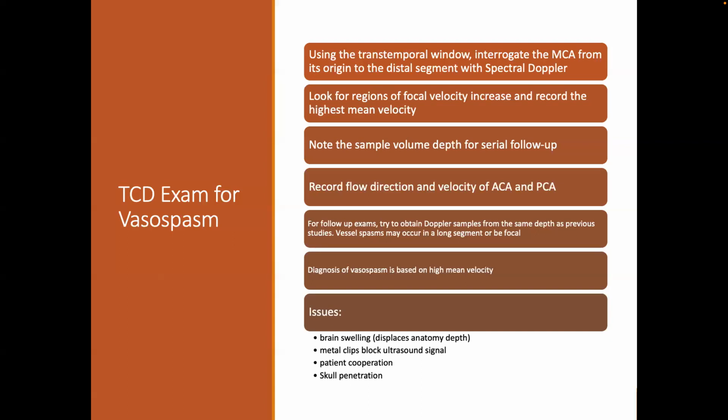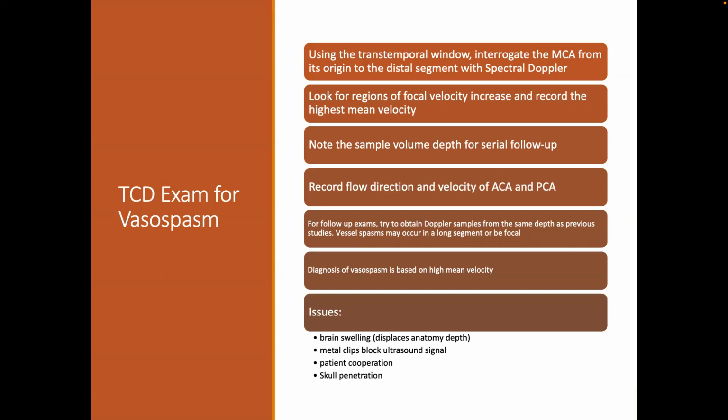Note the direction of the anterior cerebral and the posterior cerebral. You can run into some issues when you're scanning, because usually there's some sort of brain swelling, and that's going to displace the anatomy to different depths than what you're used to. So like say the MCA is at a certain depth, it may be displaced deeper because of all of the brain swelling.